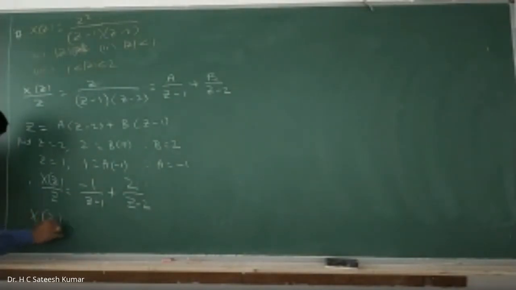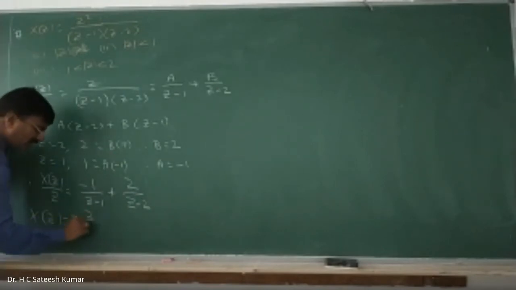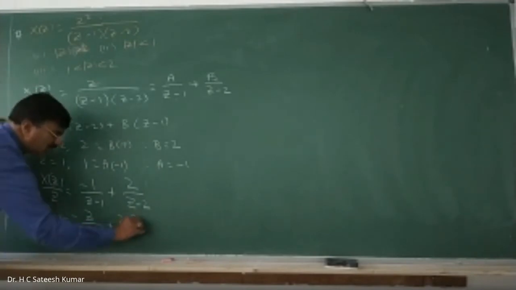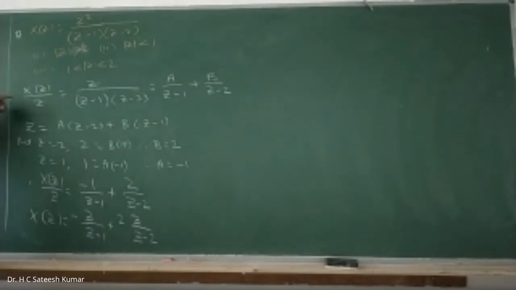Because X(Z) is equal to X(Z)... If you cross multiply, this Z will come to the numerator: minus Z divided by Z minus 1, plus 2 into Z divided by Z minus 2. Sir, what is the reason for keeping this Z here? Because in all our standard forms, we have Z in the numerator.